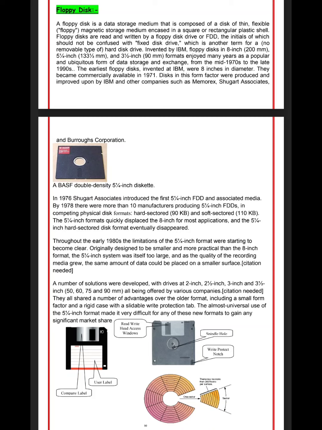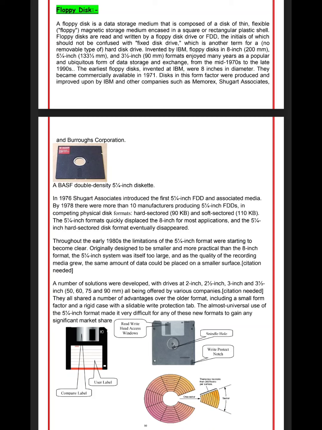The 5 1/4 inch formats quickly displaced the 8 inch for most applications, and the 5 1/4 inch hard sectored disk format eventually disappeared. Throughout the early 80s, the limitation of the 5 1/4 inch format was starting to become clear. Originally designed to be smaller and more practical than the 8-inch format, the 5 1/4 inch system was itself too large, and as the quality of recording media grew, the same amount of data could be placed on a smaller surface.